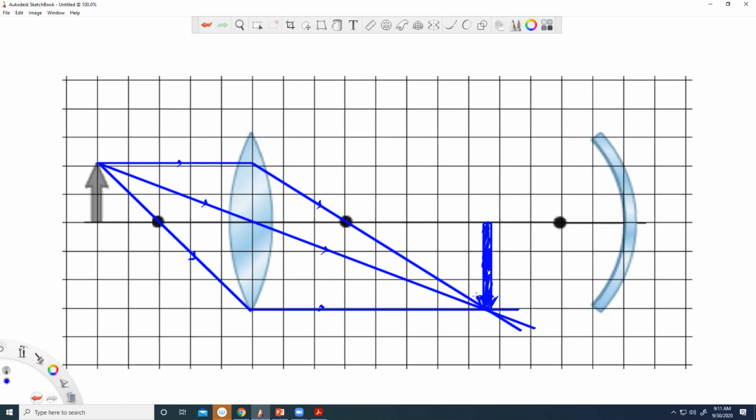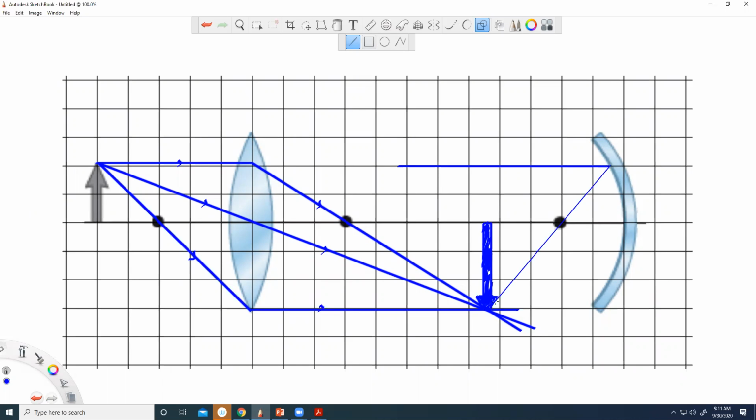Now this image would be the object for this mirror. So that means you need to draw a ray diagram for this mirror. The first one is again, pass it through the focal point. When it goes through the focal point and hits the mirror, it will be reflected back parallel to the axis. So this ray would be parallel to the axis.